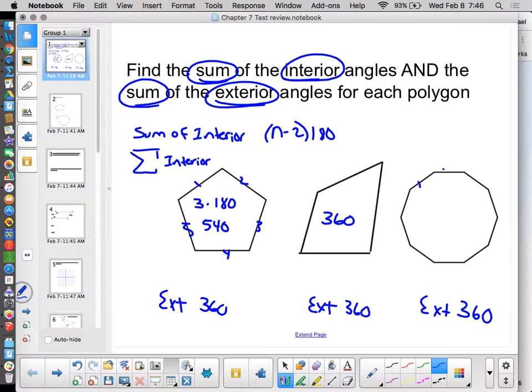This has 1, 2, 3, 4, 5, 6, 7, 8, 9, 10 sides. So what am I going to take times 180? What number times 180? 8 times 180, which is 800 plus 640, or 1440.